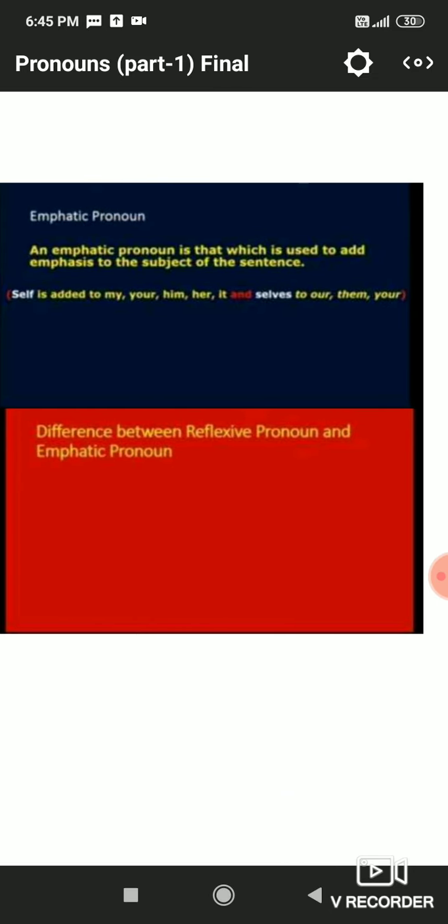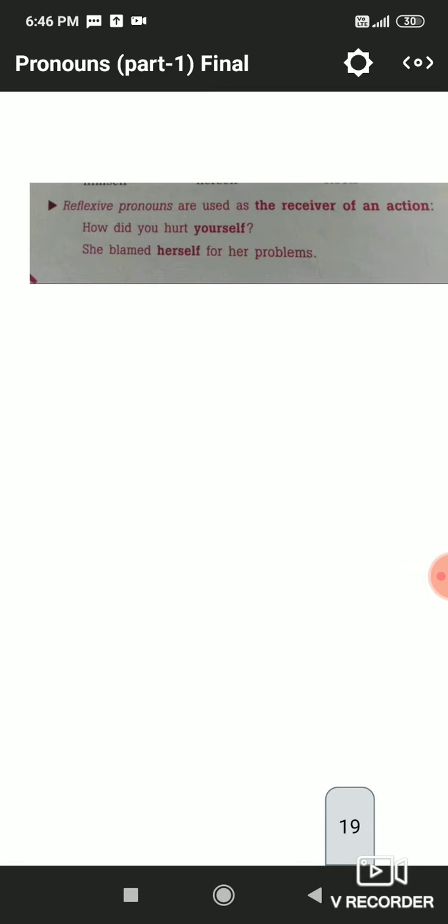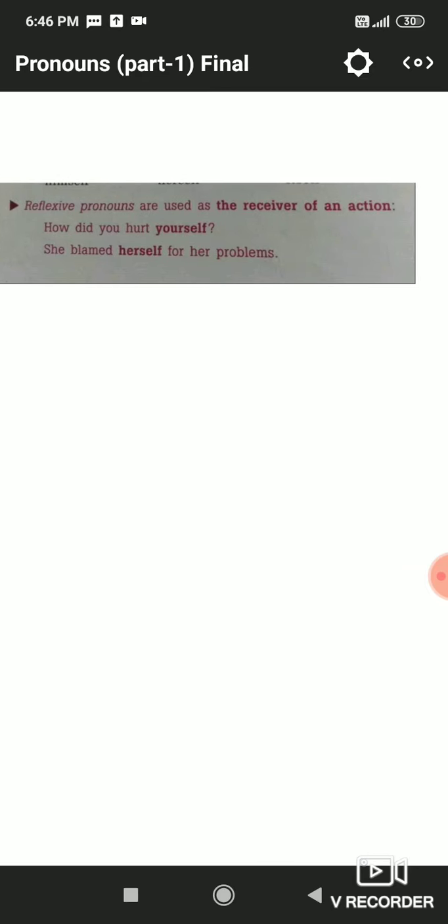Now emphatic pronoun. There is a similarity between emphatic and reflexive pronoun, because both of them have the word self in themselves, but the difference between them is that reflexive pronouns are used when the receiver of an action is the doer of the action, like how did you hurt yourself. Who is doing? You. And who is receiving? Yourself. When the doer of the action is the receiver of the action, then that kind of pronoun is known as reflexive pronoun.